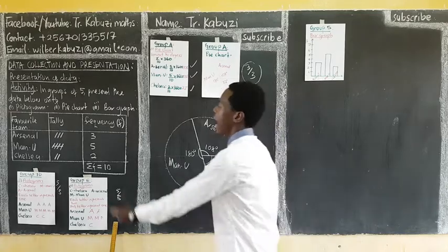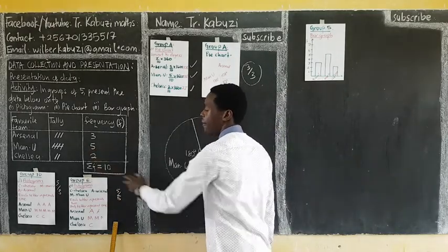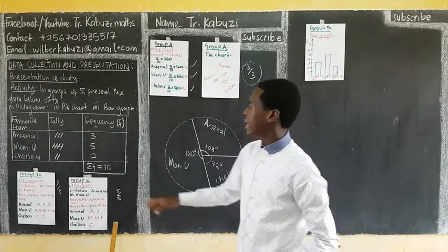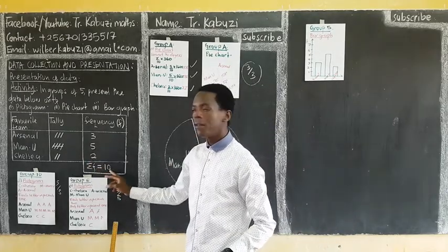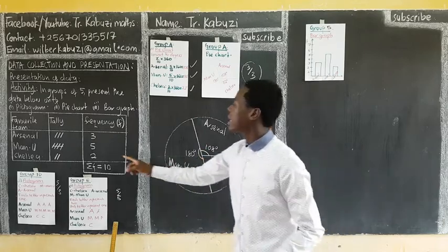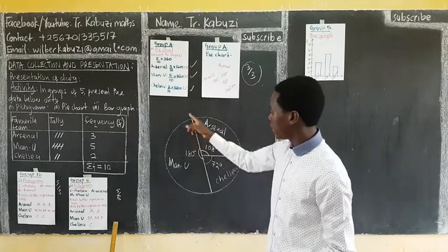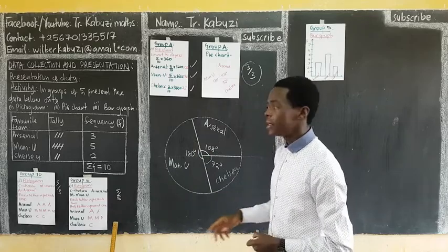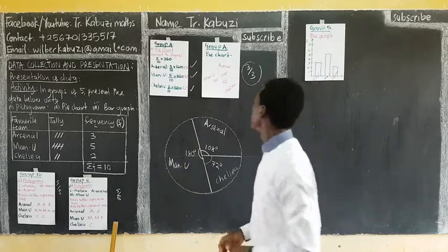Now I think you can see this one is taking the half. How do we know? 5 is a half of 10. And I think you can see on the pie chart that Manu is taking the half of the members you sampled. I think you see. So that's how we can represent that data onto a pie chart.